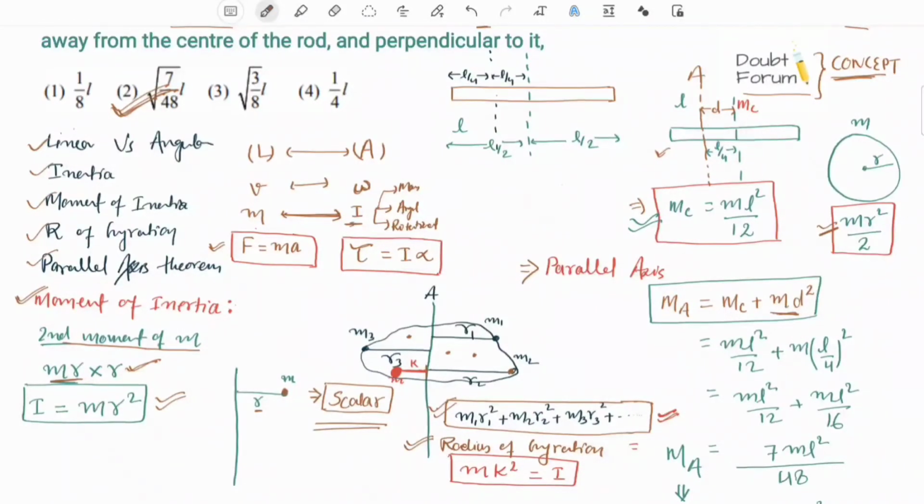In the case of the cylinder, it has been given that you have to calculate the radius of gyration about an axis L/4 away from the center. So for the central axis, the moment of inertia is ml square upon 12. For the desired axis, it is md square, m being the mass of the cylinder, and d is the distance between the two axes. In the question it is given the desired axis is L/4 distance away from the central axis. So (L/4) square. So we calculate and it comes out to be 7 ml square upon 48.